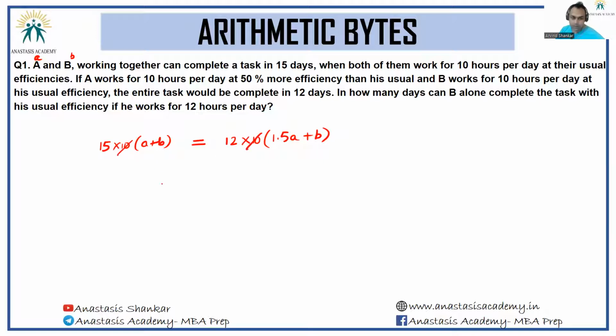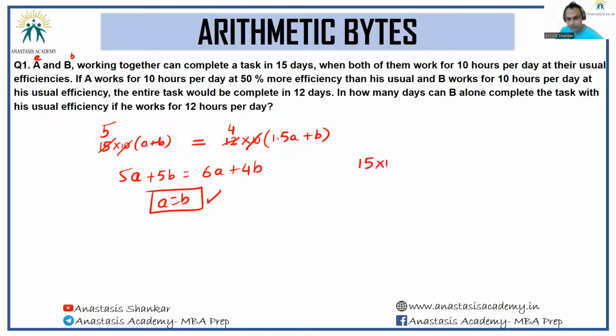So 10 gone, 10 gone, 5, 4. I get 5A plus 5B is equal to 6A plus 4B, or A is equal to B. Basically, both these workers are equally efficient. A and B are equally efficient. Okay. So now total amount of work is going to be 15 into 10 into 2B.